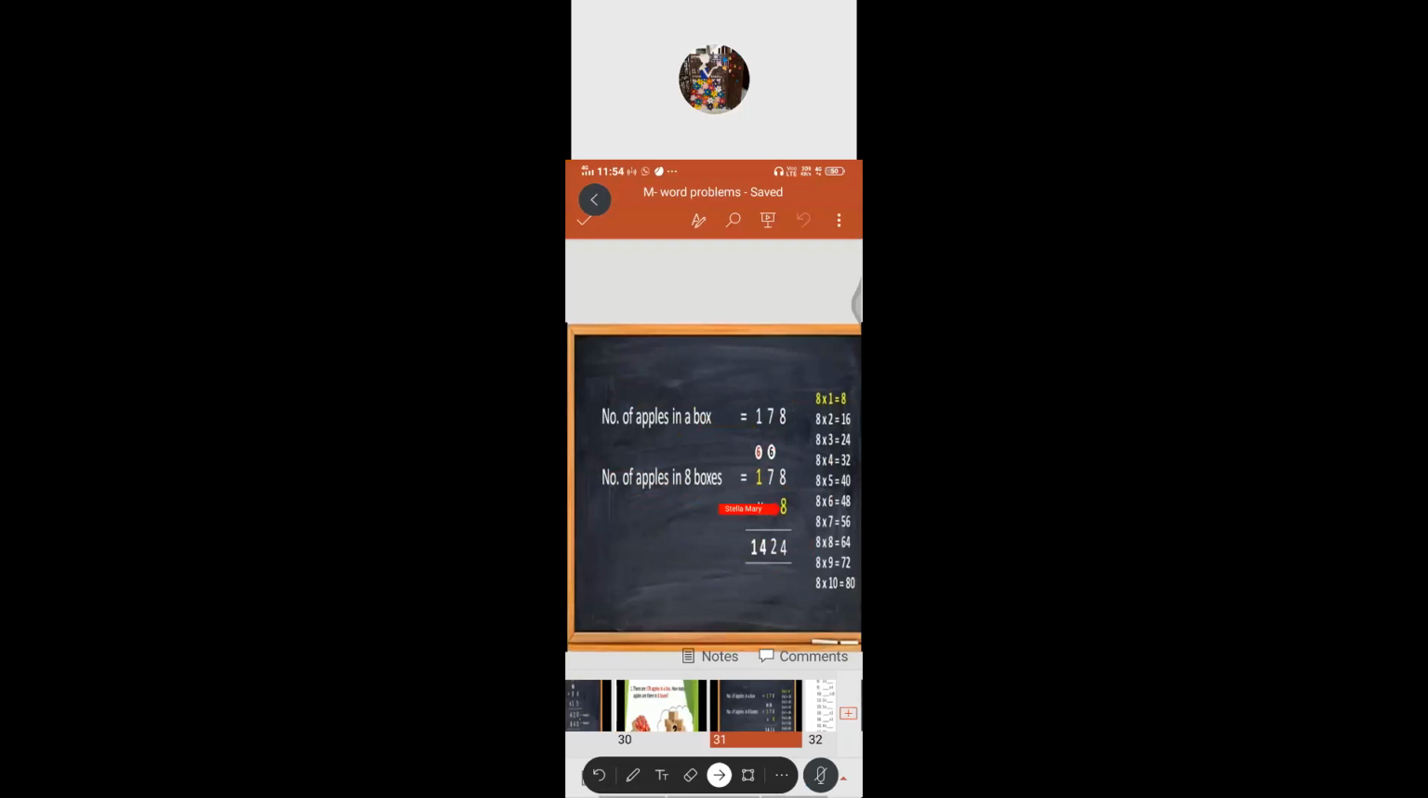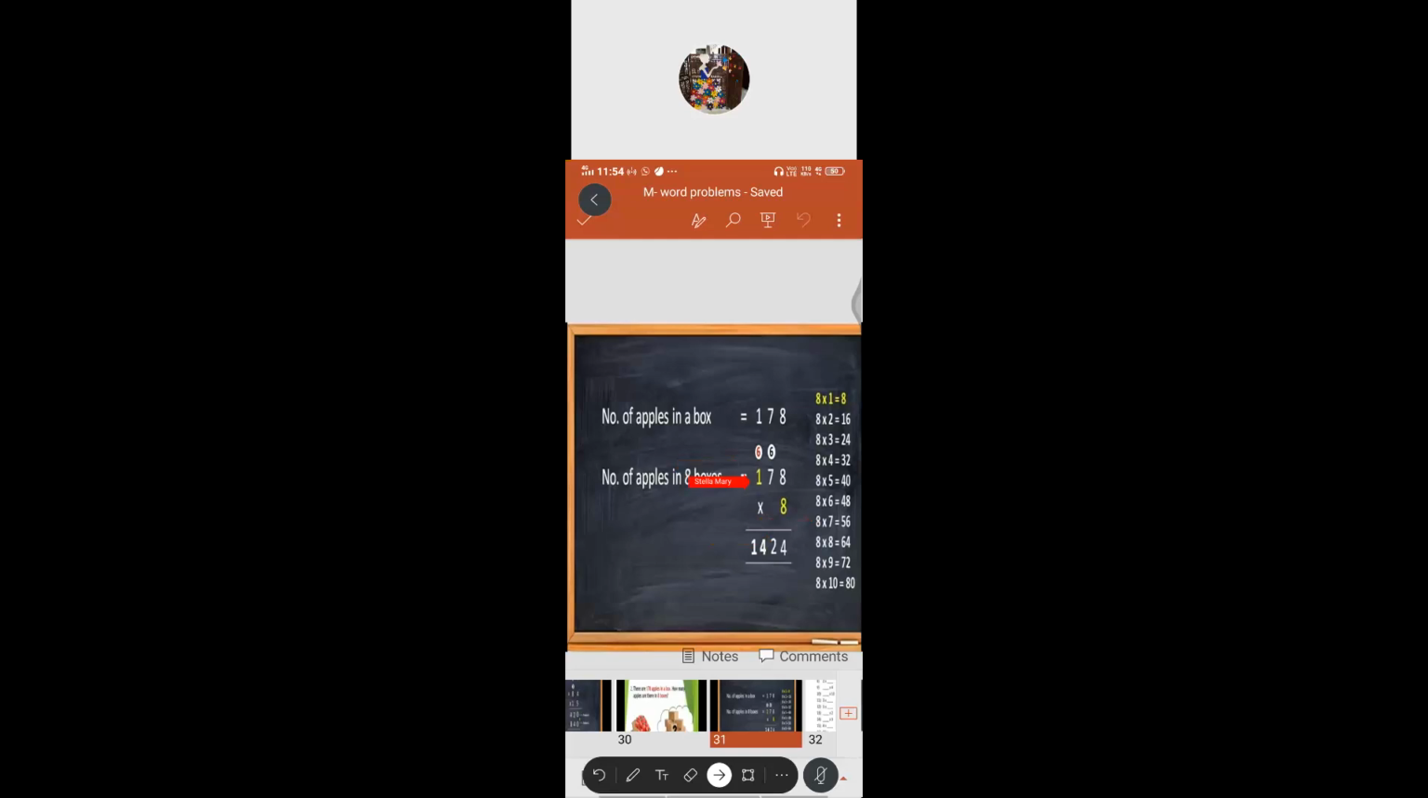Again, 8 7s are 56. So 56, the carry over, without fail you have to add, isn't it? 56 plus 6, what will come? 62. 2 comes down, 6 moves as a carry over to the hundreds digit.